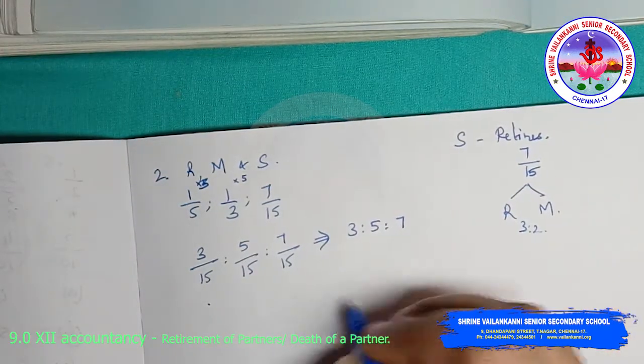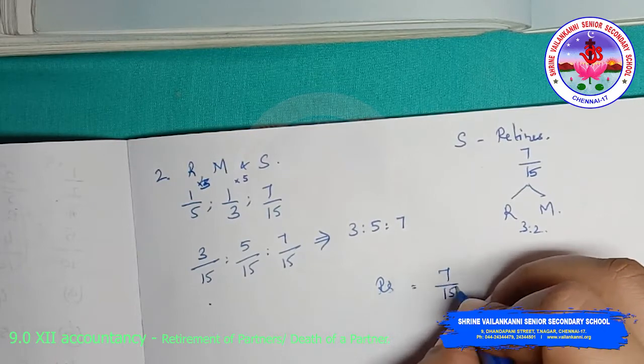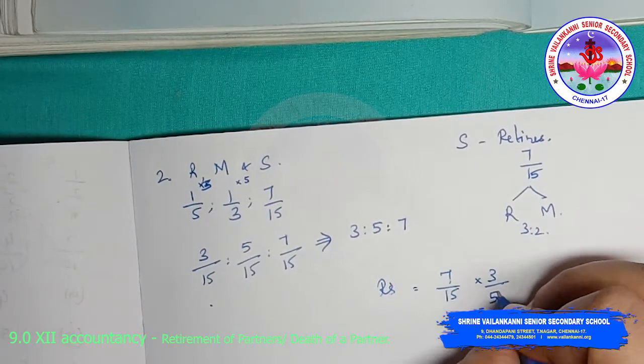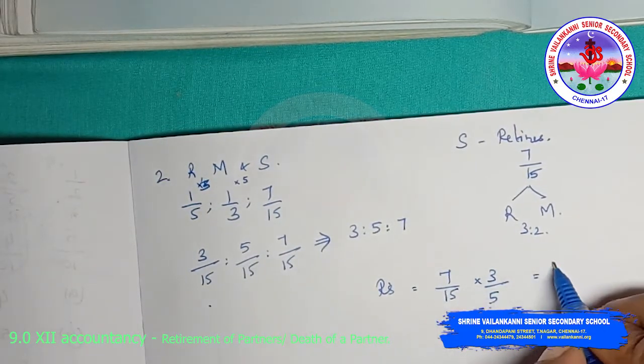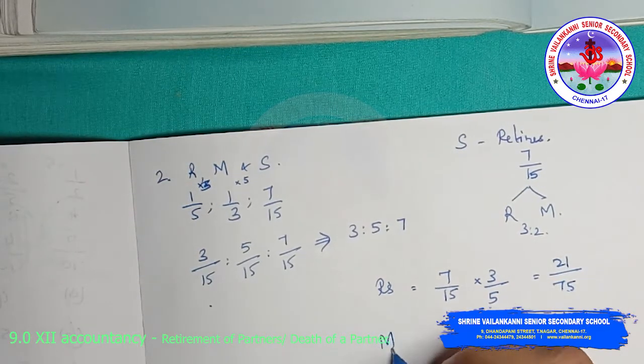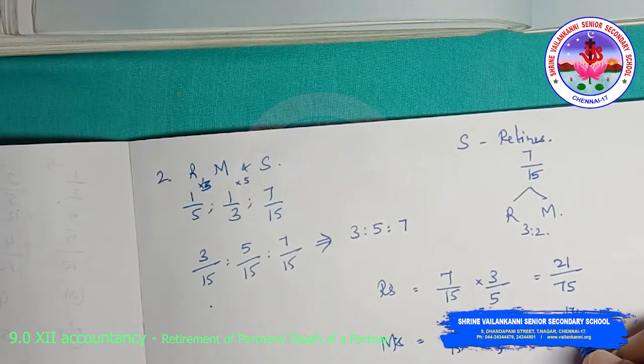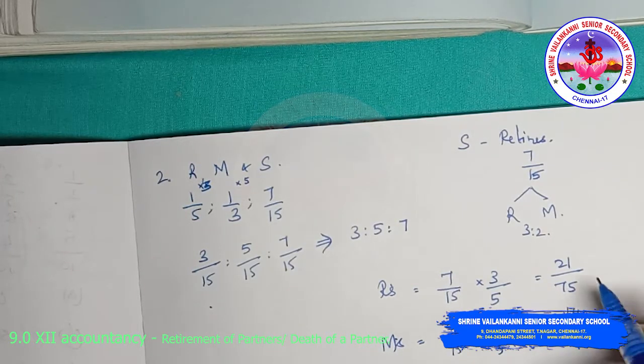So R's share is equal to 7 by 15 into 3 by 5, which is 21 by 75. Similarly, M's share is going to be 7 by 15 into 2 by 5, which is 14 by 75. So this ratio is going to be like this.